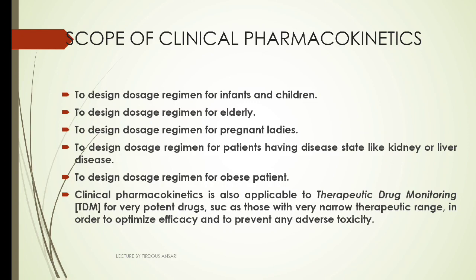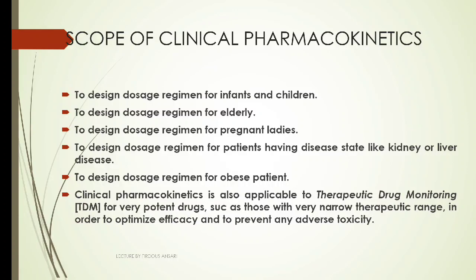Next, we'll check out a few of the scopes of clinical pharmacokinetics. Reading a slide is a bit boring, but okay, we are getting knowledge. The main scope of clinical pharmacokinetics is to design dosage regimens for infants and children, for the elderly, for pregnant ladies, for patients having disease states like kidney or liver diseases, and for obese patients. Different patients will encounter different problems, so according to the different population, we are making different dosage regimens by making use of clinical pharmacokinetics.